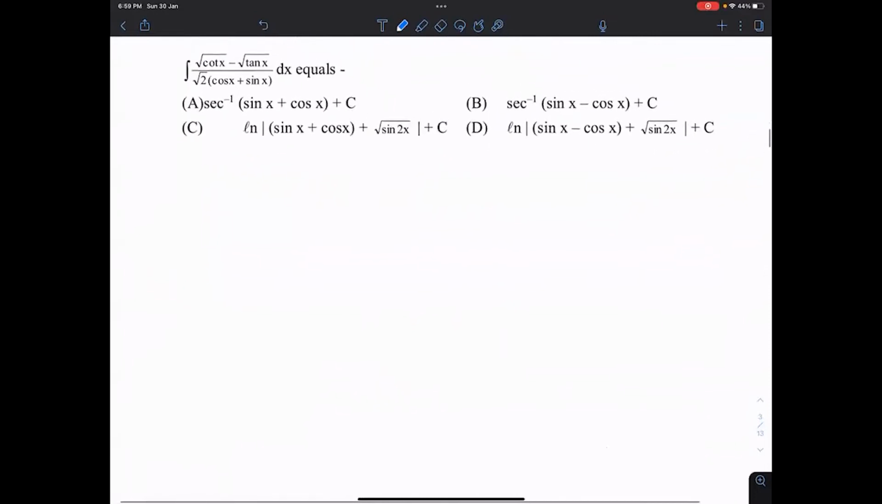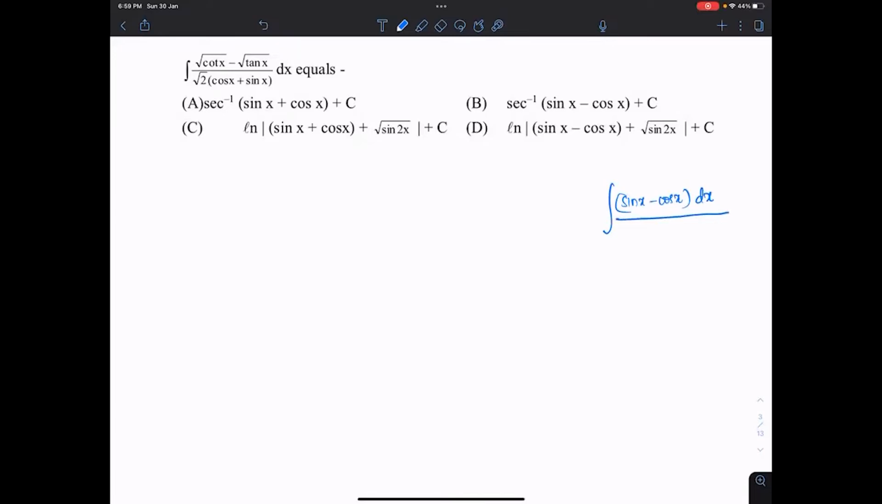Let us see the next question. Very simple. Now this model is something like this. Integration. In the numerator, for example, sin x minus cos x is there, let's say, dx.